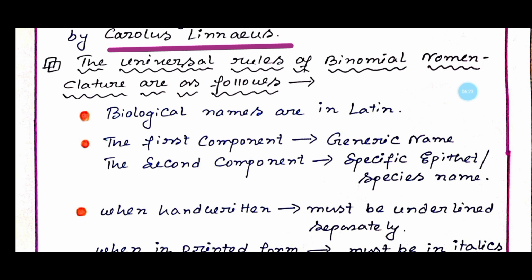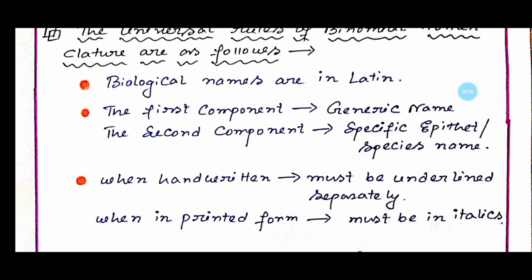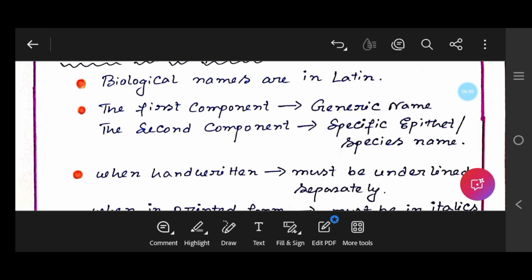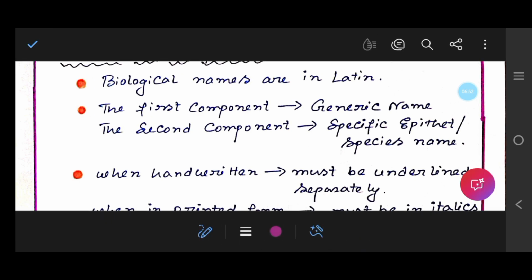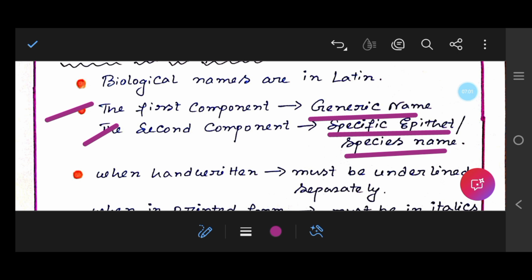First rule: the biological names are in Latin. That means all the scientific names of living organisms consist of words that are Latin in origin, or Latin-derived words. The second rule is that each scientific name consists of two components. The first component is the generic name, and the second component is the species name, or the specific epithet.